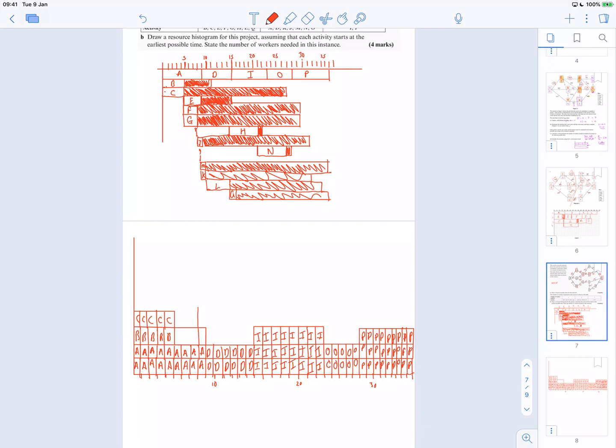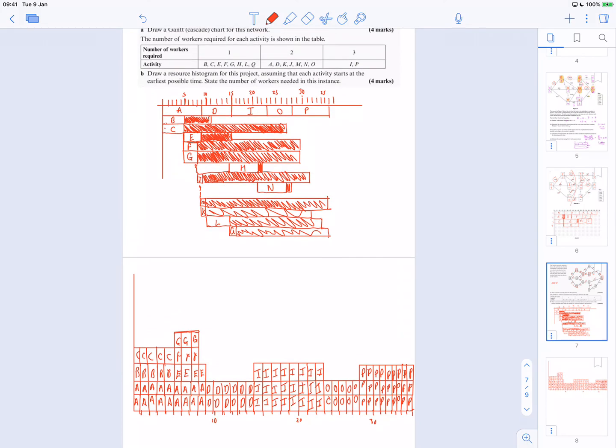But then I'm going to need 2 of these for the F and G. It's really bad. So these are all E's. These are all F's. These are all G's. Now I've done my E, F and G.